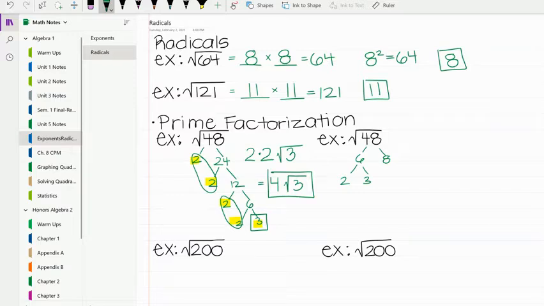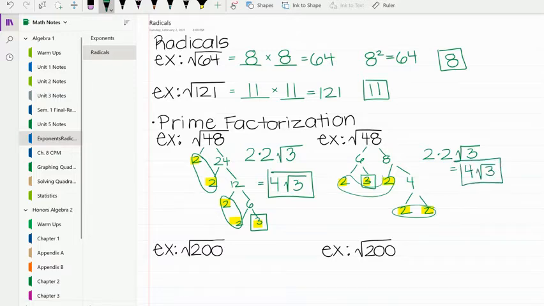Okay, so we're kind of stuck. Now 8 is not a prime number. I could do 2 times 4. 2 is a prime number, but 4 is not, so I can do 2 times 2. So now I'm going to look at all of my prime numbers. I highlighted them, and then I look for pairs. I have a pair of 2s, I have a pair of 2s there, and then I have a lonely 3. So once again, it's 2 times 2 and then root 3. So we end up with 4 root 3. So obviously it's the same.